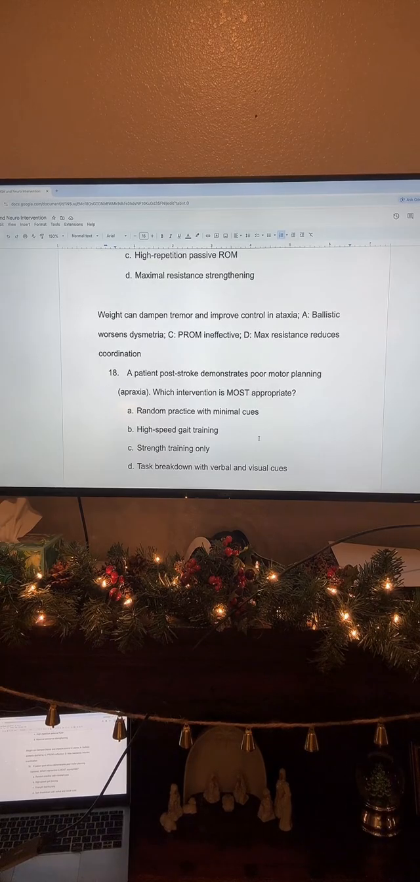I'm going to read it one more time, a little more slowly. A patient post-stroke demonstrates poor motor planning, apraxia. Which intervention is most appropriate? A, random practice with minimal cues. B, high-speed gait training. C, strength training only. Or D, task breakdown with verbal and visual cues.